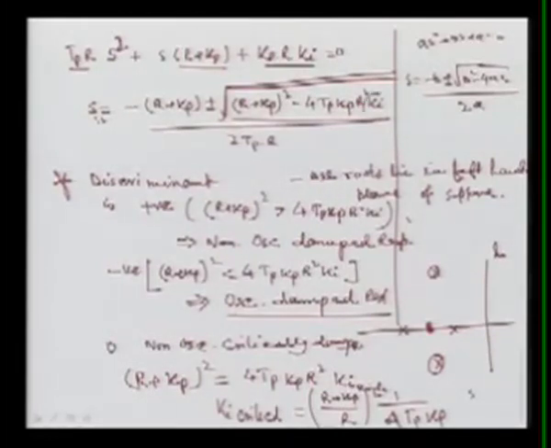If Ki is more, then this will be negative. If Ki is less, this is positive. So we will see the performance here, what we are going to get. Now you can see the performance, that is, I want to show this variation of the change in frequency with respect to time.